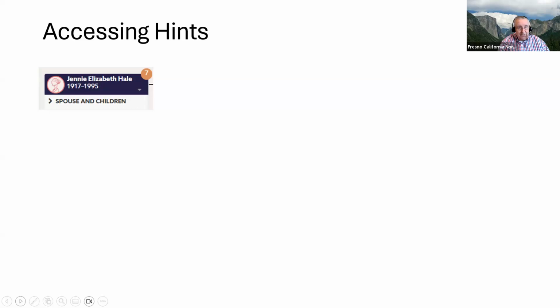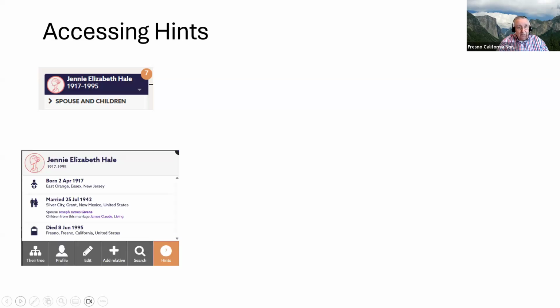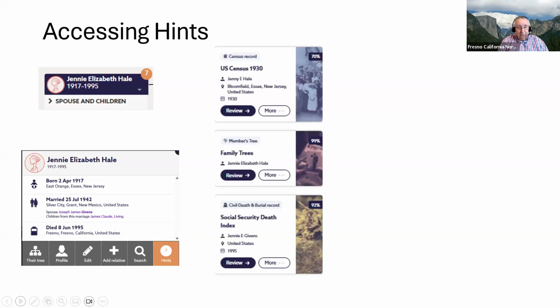So how do we access these hints? Okay, well, here's my mother from my tree. It has a 7 there, which means there are 7 hints. So when you click on her, just on the black box there where her name is, it shows you essentially her person card like we would have at FamilySearch. And at the bottom, you'll see that it has 7 hints. And when you click on those, this is the way their hints look.